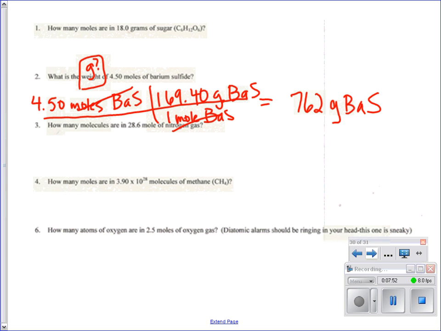I do want to do number 3 because I think it's an important example. How many molecules are in 28.6 moles of nitrogen gas? So we have 28.6. Uh-oh, do you see anything here that might be important? What can you tell me about nitrogen? It's a diatomic, so we have to have N2 here.